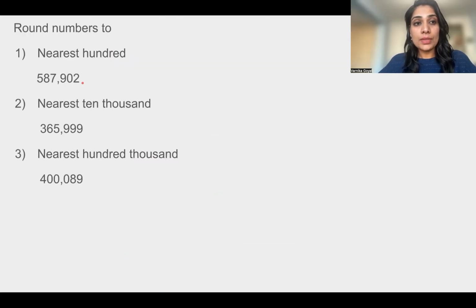Let's solve some examples. Nearest 100. Let's find the place. Ones, tens, hundreds. Keep the digits as they are on its left. So 587, and for the target digit, we'll look at its right friend and we see that it is not greater than or equal to 5, so the digit stays as it is, and all the digits on its right become 0.